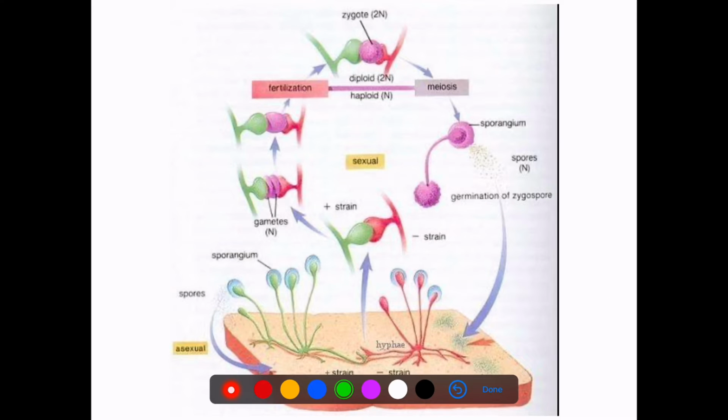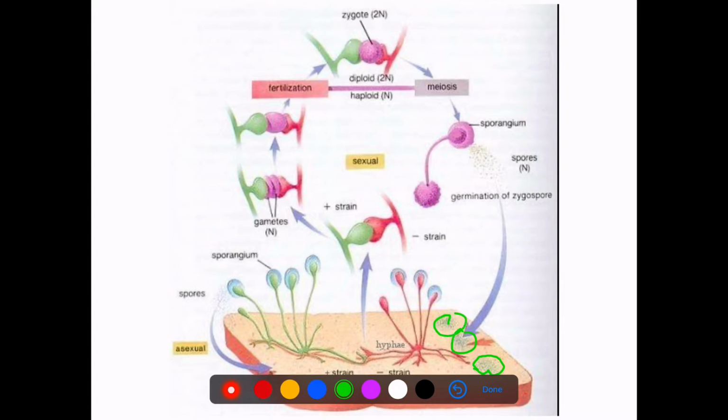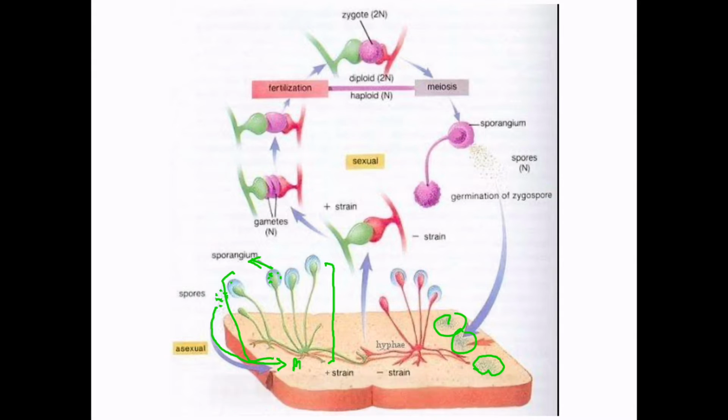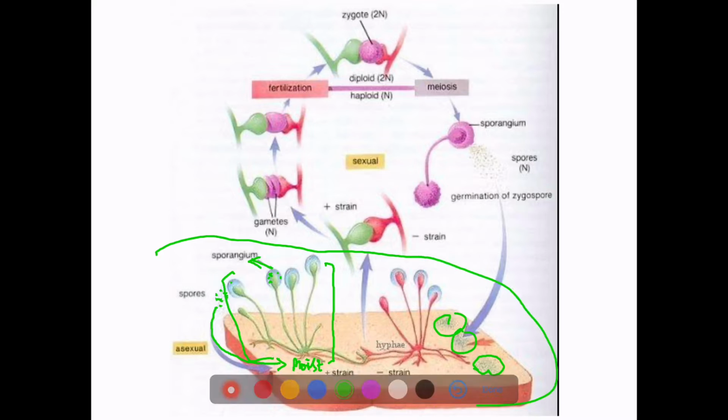So here is just for your information how the fungus grows on the bread. As you can see, this is what we discussed now. That is one sporangium, and this sporangium has the spores. Once they release spores and find a moist surface on the bread, they start developing, which is the asexual mode of reproduction, right?